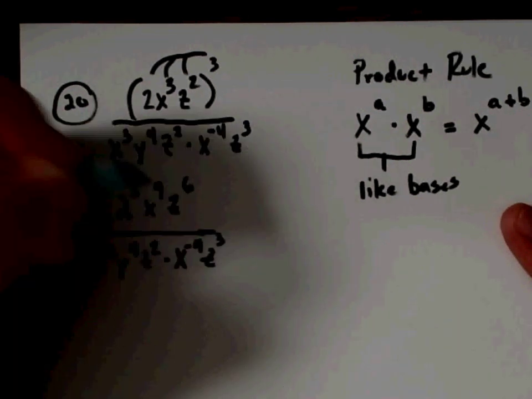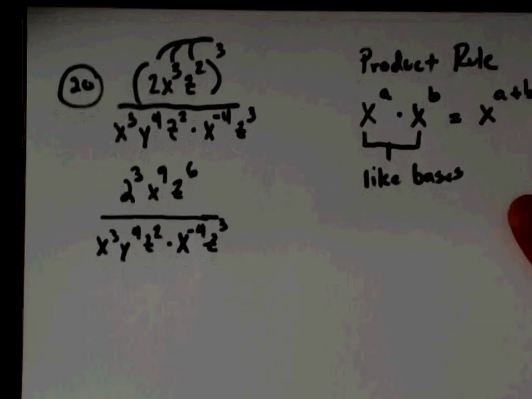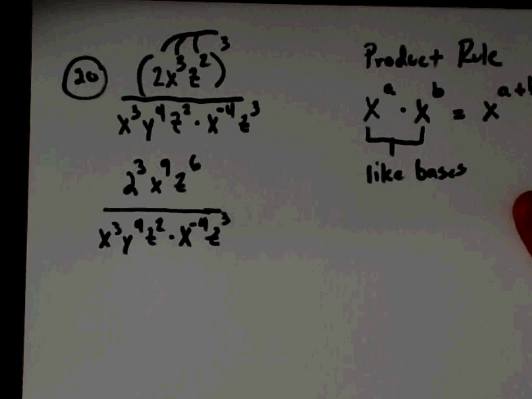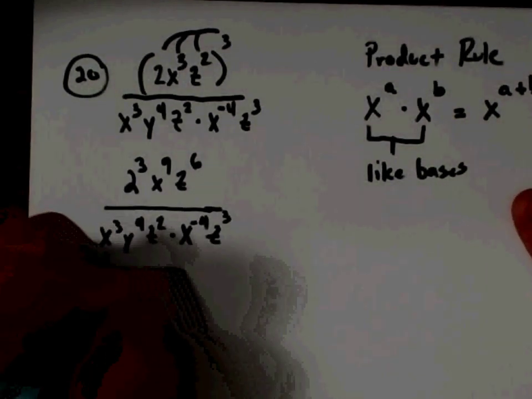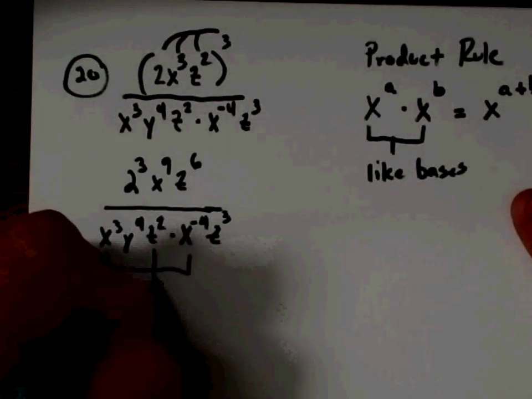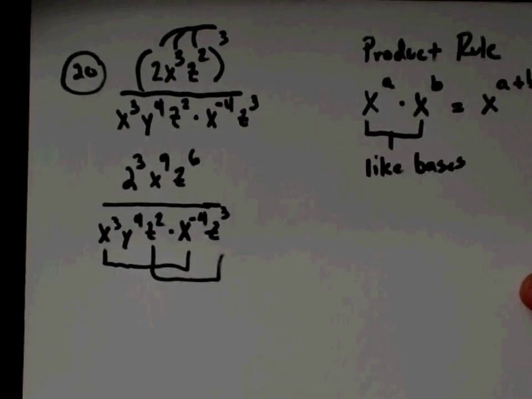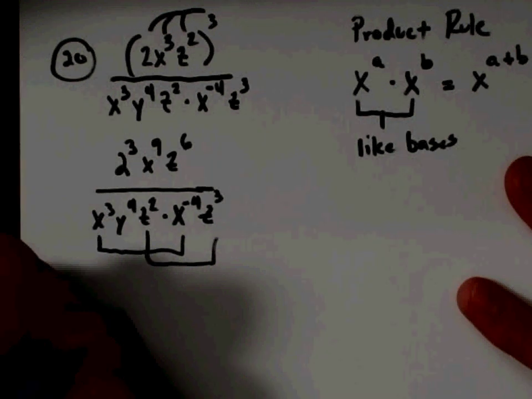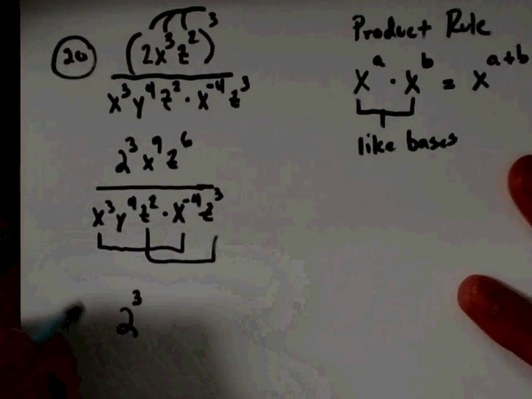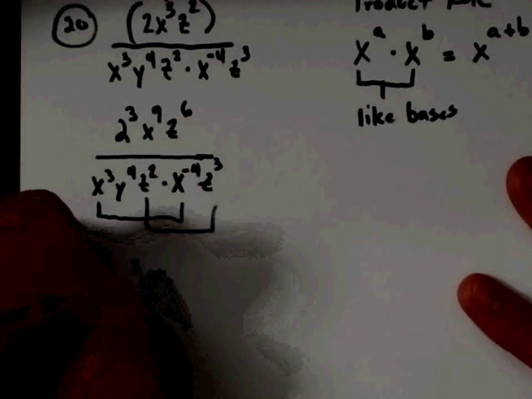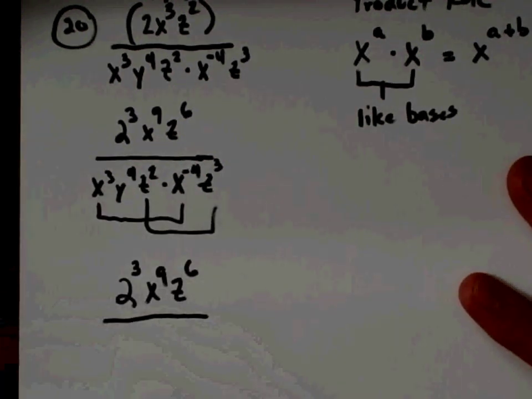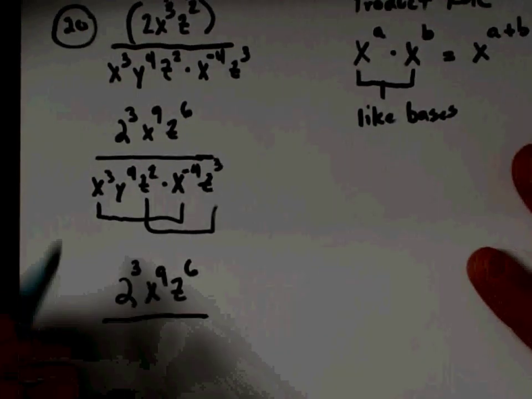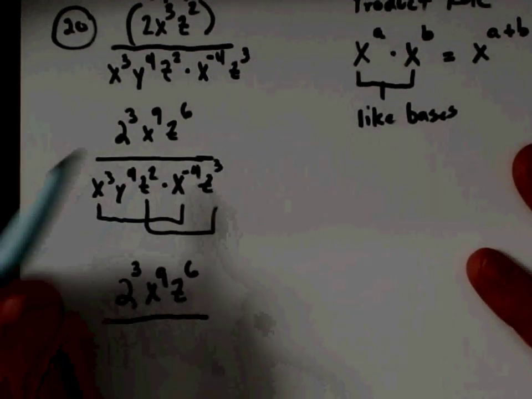Okay? And so now I look for like bases in the bottom, because after exponents in the order of operations is multiplication and division. I look for like bases. I have x's and I have z's. And so the top is going to be 2 cubed x to the ninth, z to the sixth, all over. Now we're going to perform the product rule. It says x to the third multiplied to x to the negative fourth.